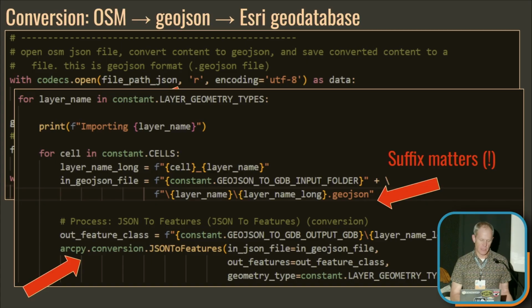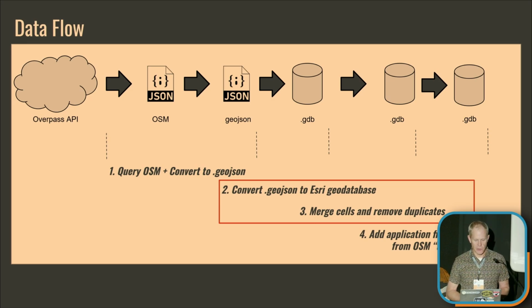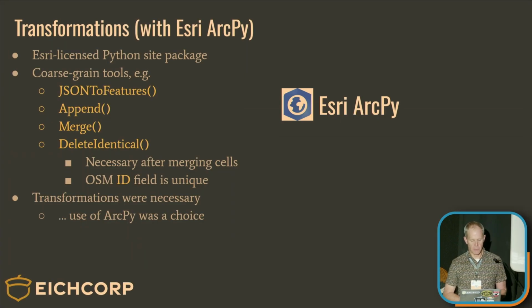We move the data into the Esri geodatabase. I'm kind of skipping ahead a step or two here, but I wanted to group together the transformations. One interesting gotcha that I ran into is we're using a coarse grain function from the Esri toolset that accepts GeoJSON text and transforms it into Esri tables in their database.